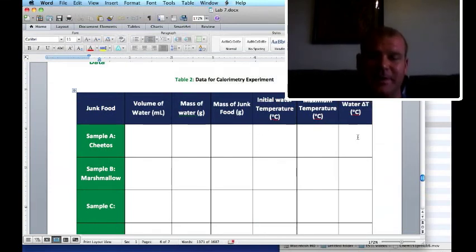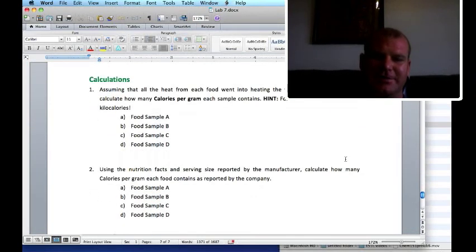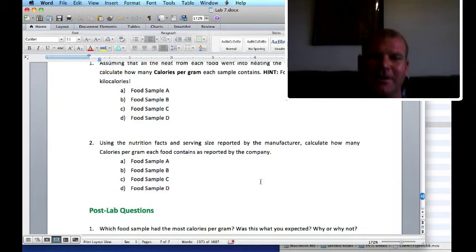So if you have 100 grams of water, it's going to be 100 grams times 1 calorie per gram degree Celsius times the change in temperature. So if the water changes by 4 degrees, it's 400 calories. If it's 3.5 degrees, it's 350 calories, in lowercase c. So it's going to be easy for these calculations, right? So it's just the delta T times 100 is the number of calories for these. And then you have that in nutritional facts. And then calculate how many kilocalories reported by the company.